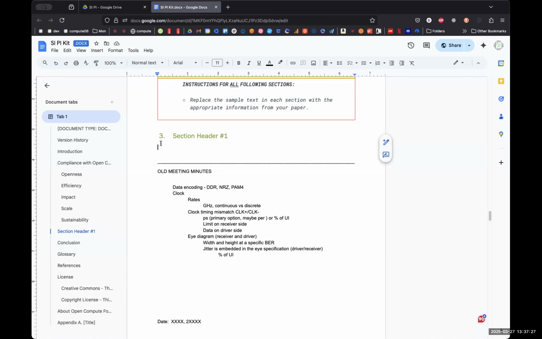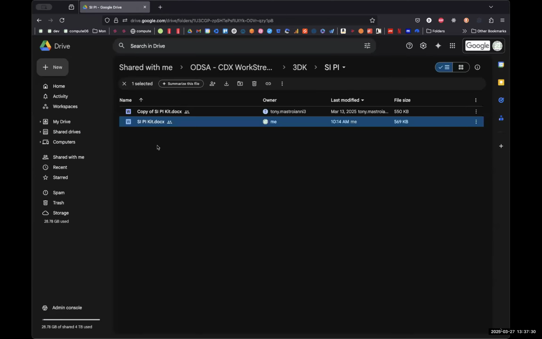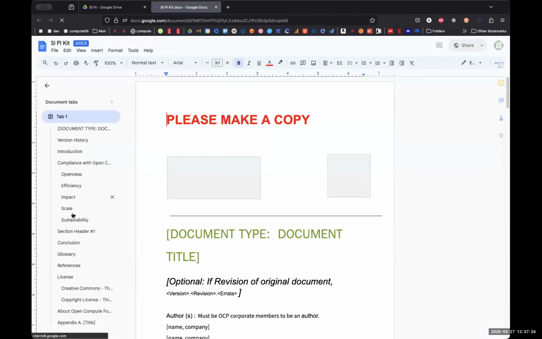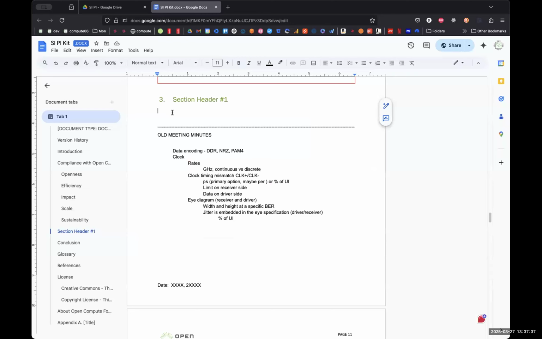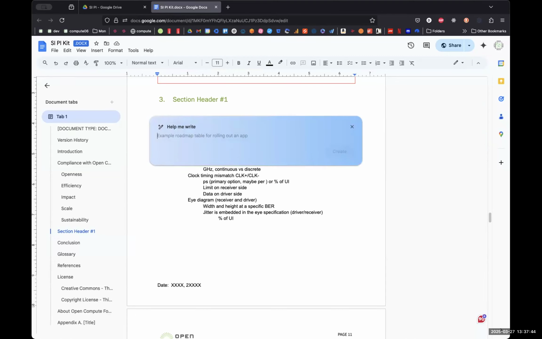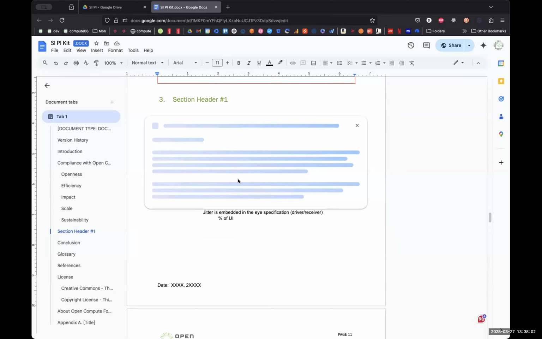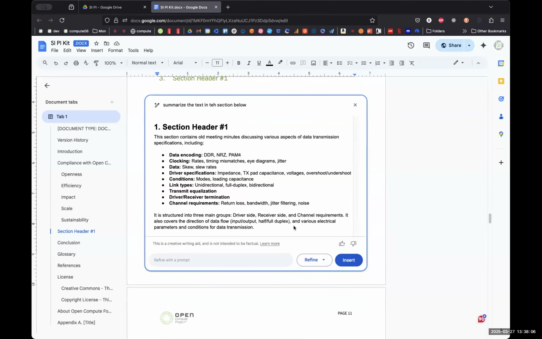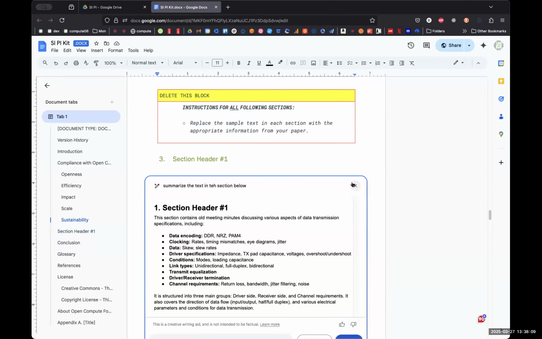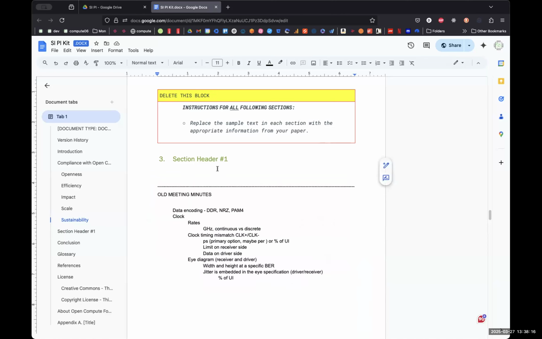Let's see this. This is a new feature that Google has. What is this? Option W is summarize the text in the section below. Summarize. Let's see. Oh, cool. AI to the rescue. All right. Anyway, okay.